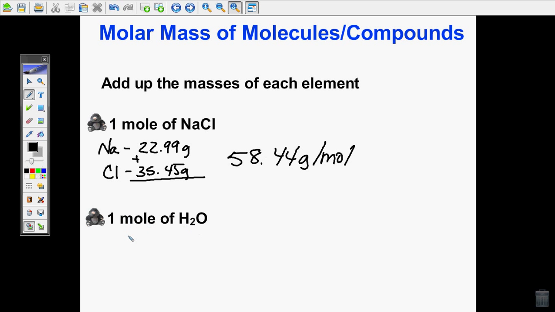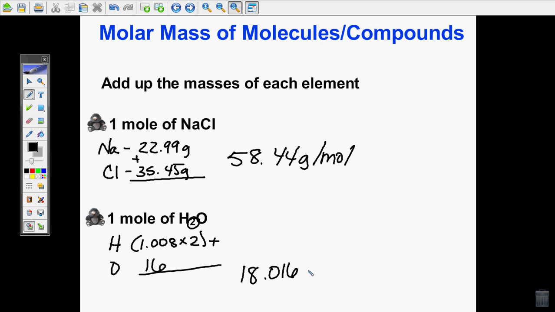So 1 mole of water, well, I've got hydrogen, which is 1.008, but I've got 2 of them, right? So I'm just going to multiply that by 2, plus my oxygen, which is 16. So 1.008 times 2 plus 16 gives me a molar mass of 18.016 grams per mole. Okay.